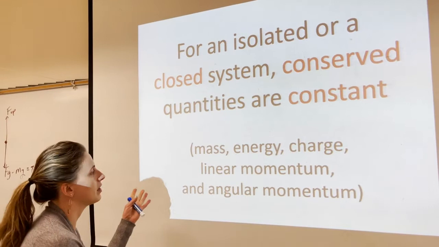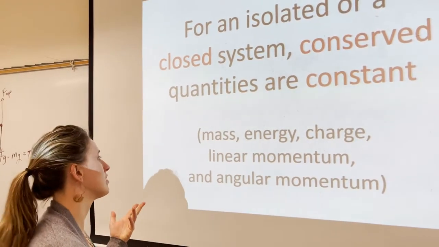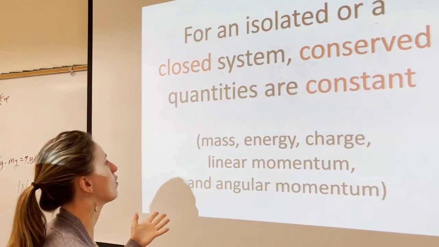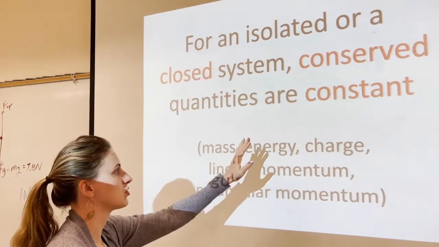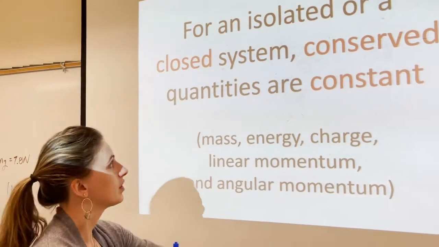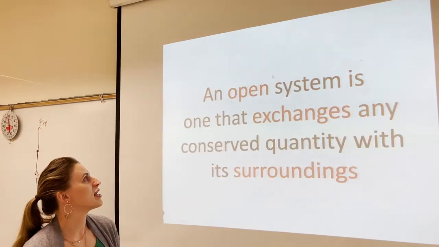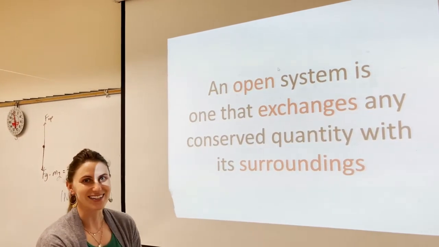For an isolated or a closed system, conserved quantities are constant. Now, this is an important slide. We've hit this, I think, on every single lesson so far. We have certain conserved quantities. Mass is conserved, energy is conserved, charge is conserved, linear and angular momentum are always conserved. So I guarantee you're going to get some question about what does the angular momentum of the system change? No, it doesn't.